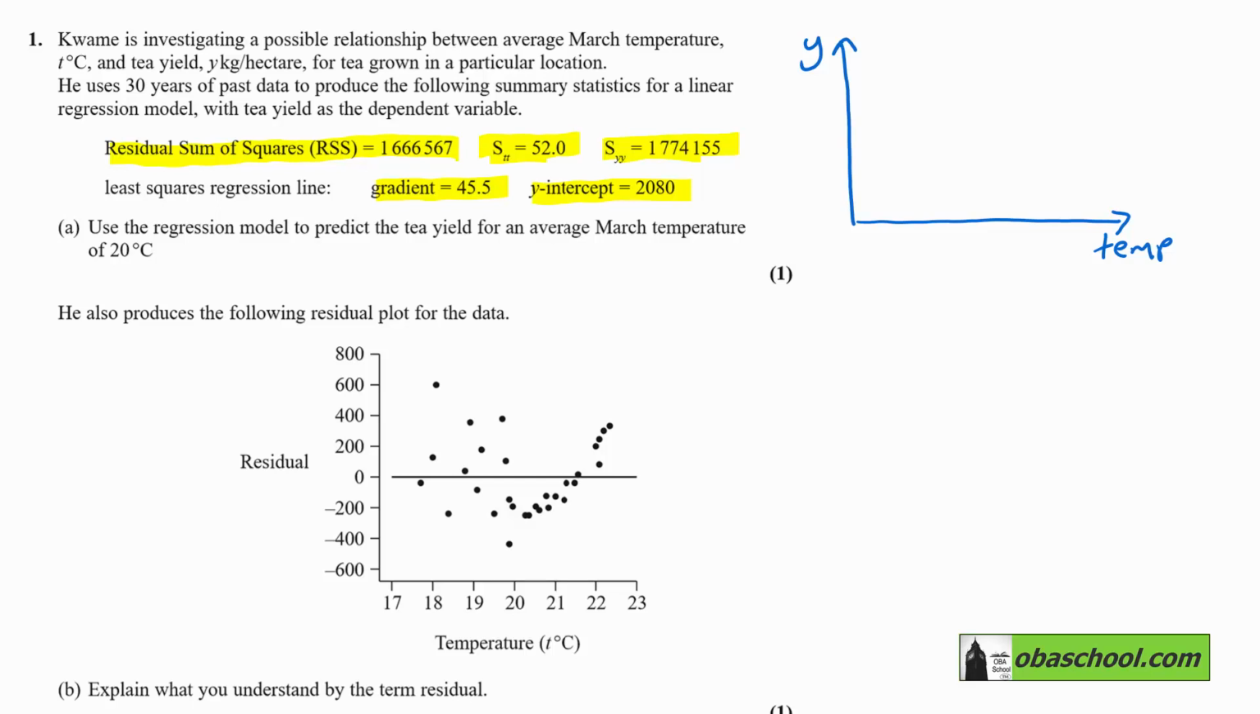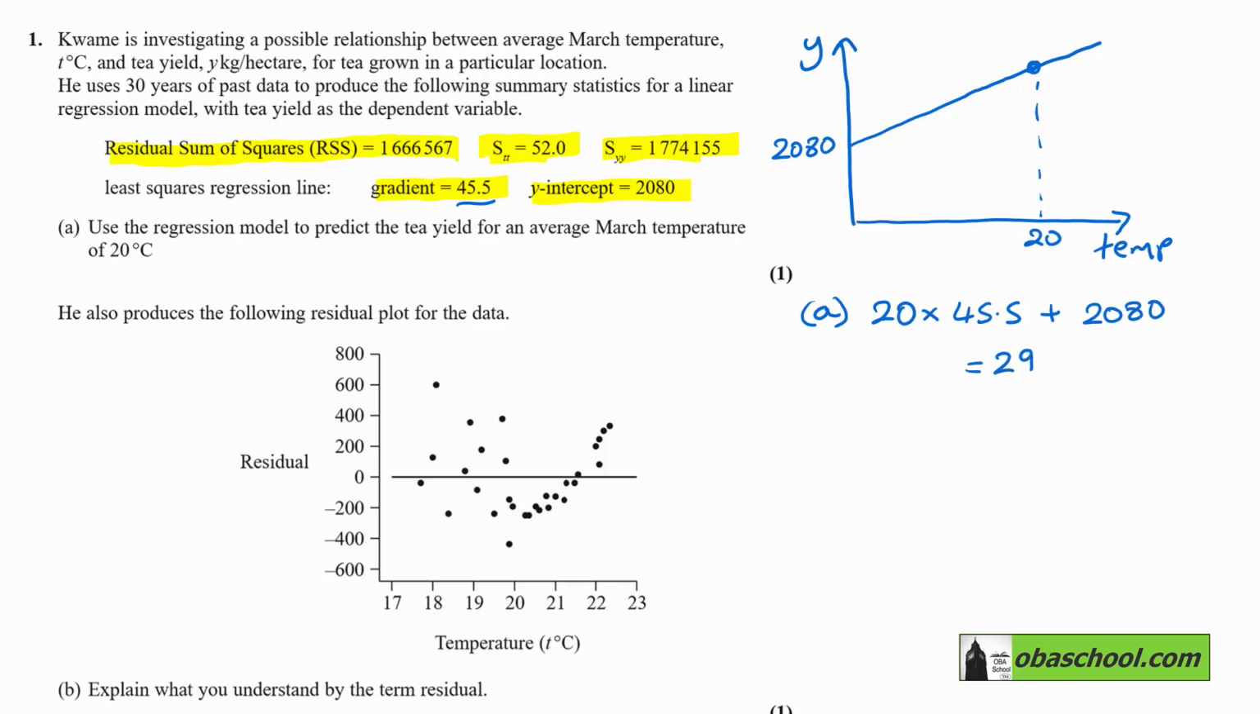We want to use the regression model to predict the tea yield for an average March temperature of 20 degrees Celsius. So the graph is going to look something like that, with the gradient of 45.5 and the intercept here at 2080. And all we want to know is the value here when t is 20. So that's just going to be, this is part A, 20 times 45.5, add 2080. And that gives us 2,990, and the units there would be kilograms per hectare.